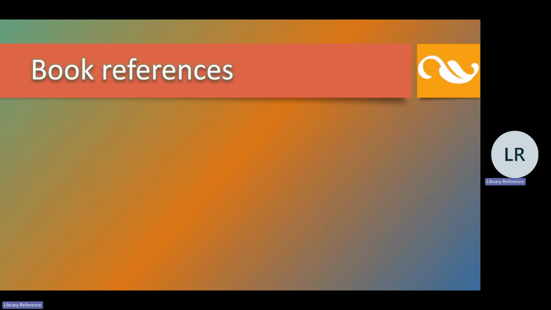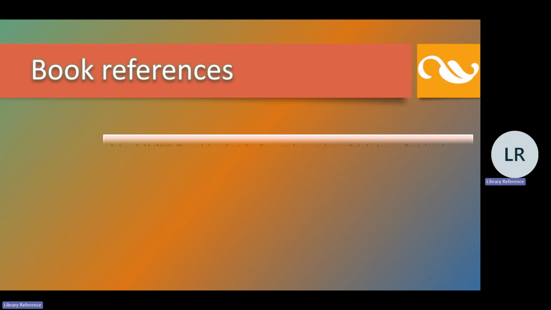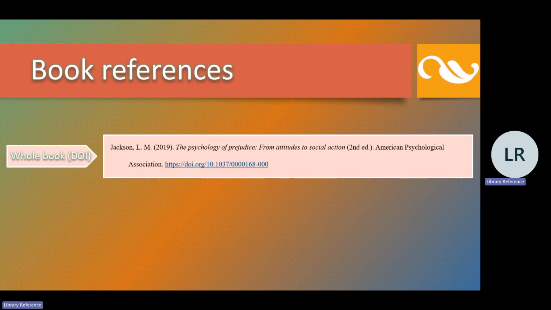The second set of examples includes book references. So I'm starting with an example of an entire book, which also has a DOI. So what do we see in this example? We see the name of the author, Jackson LM. We see the year of publication, 2019.